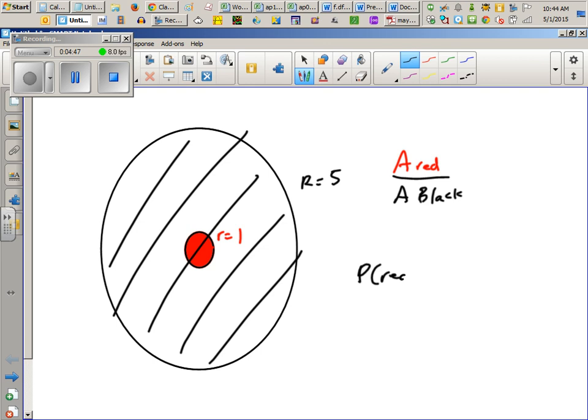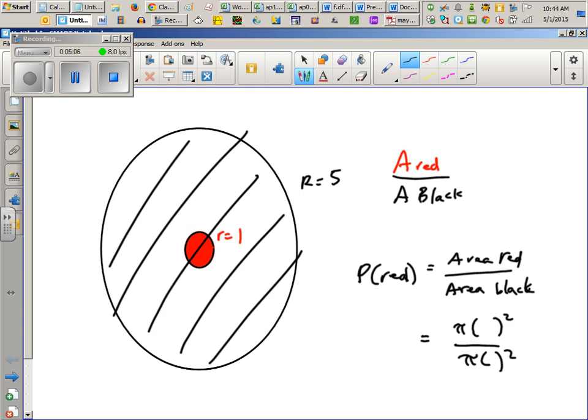Probability of hitting the red circle, area of the red over the area of the black, right? So what's the formula for the area of a circle? Just pi r squared, right? So pi r squared, and you're going to plug in the radii. So 1 and 5. You'll notice that the pi cancels out.